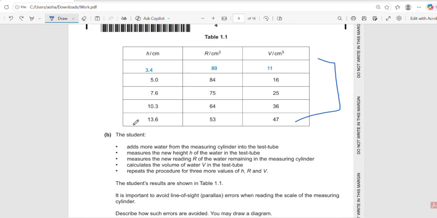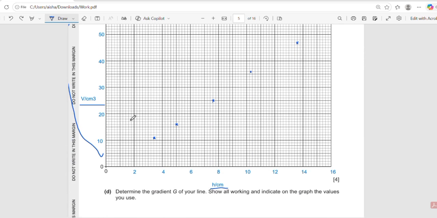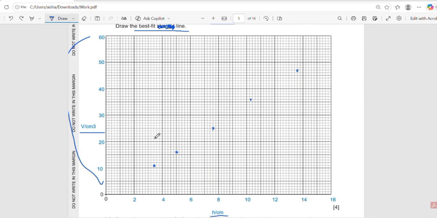But for example, if 47 came somewhere here, that means the maximum point would come somewhere here. So then the graph would look like this, something like this maybe. And then your line will just be this.